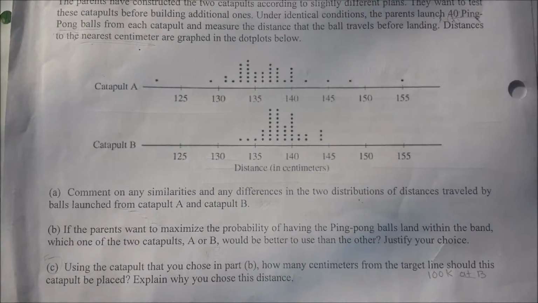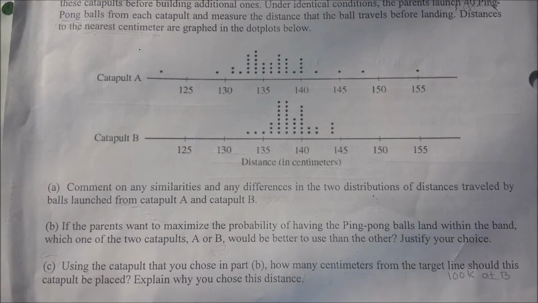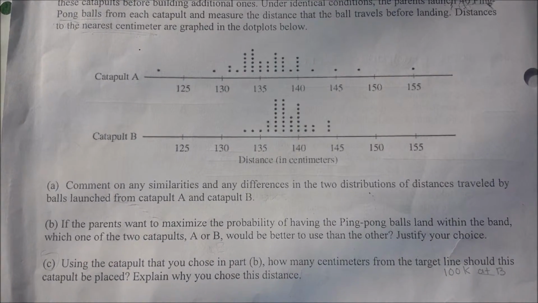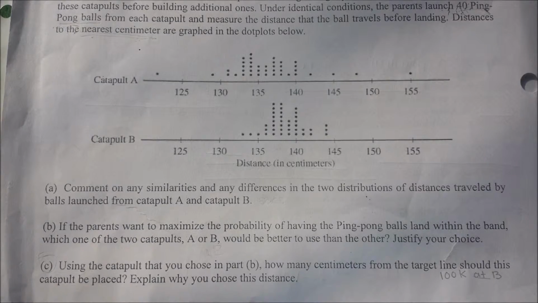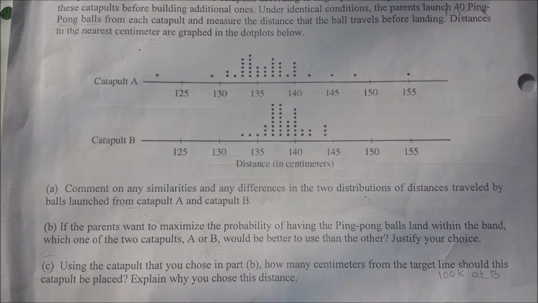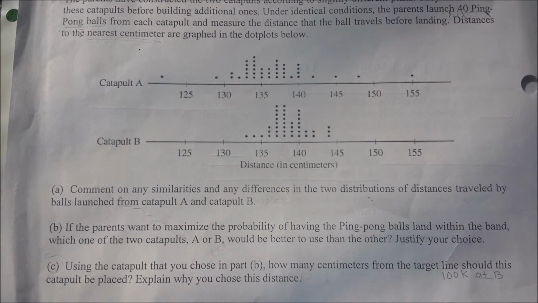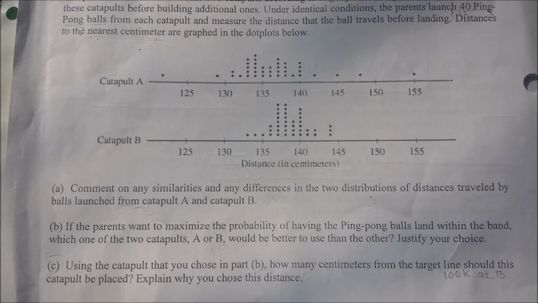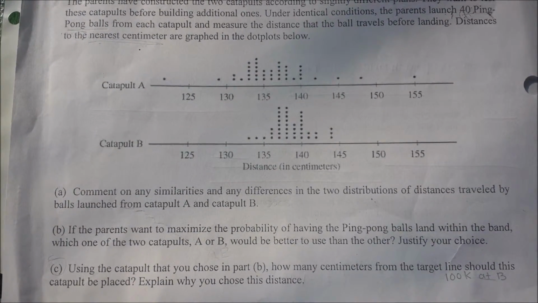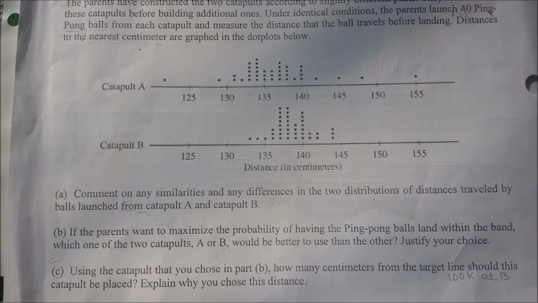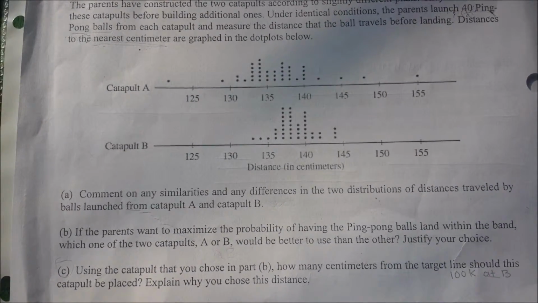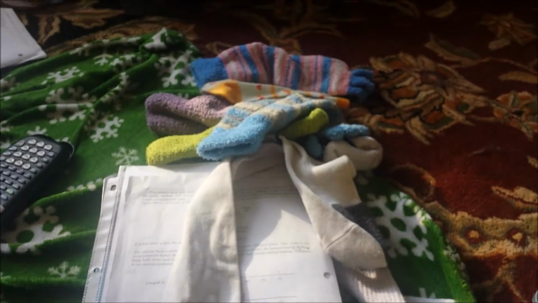Now, question A. A wants us to comment on any similarities and any differences in the two distributions of distances traveled by balls launched from Catapult A and Catapult B. For this, we will be using comparative SOCS. If you don't know what SOCS are, BAM!